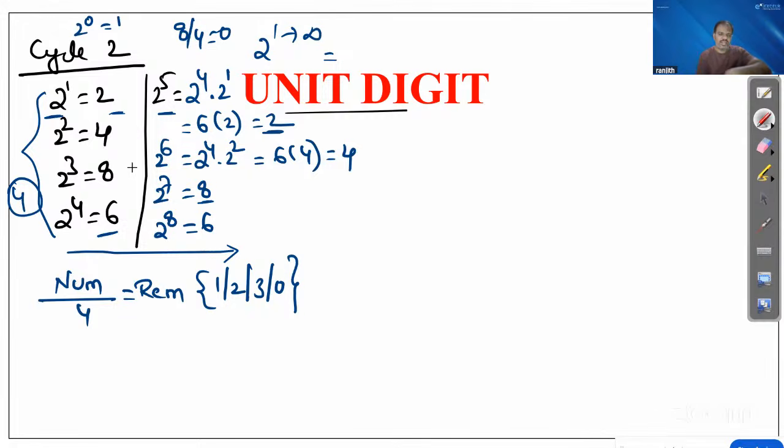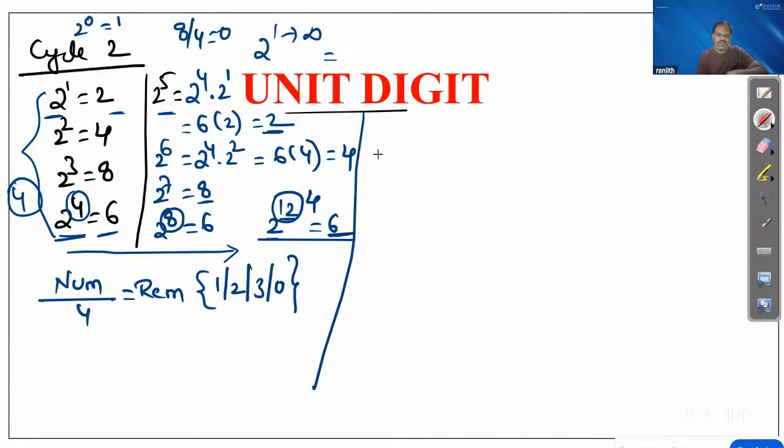So how to find the numbers? Just look here. 2 power 4: the power is a multiple of 4. 2 power 8: 8 is also a multiple of 4. 2 power 12: 12 is also a multiple of 4. The unit digit is 6. With base 2, whatever the power, if it is in the multiplication table of 4, the unit digit will be 6.